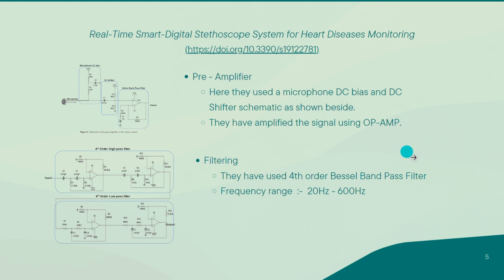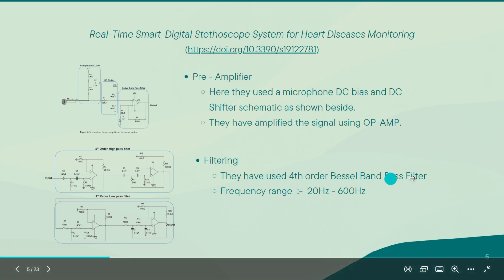Preamplifier and filter block. So in our hardware implementation, we have used a preamplifier and a filter block. The preamplifier is a BJT based differential amplifier and the filter is a fourth order Bessel bandpass filter with a frequency range of 20 to 600 Hz. These blocks are essential for amplifying and filtering the heart sound.